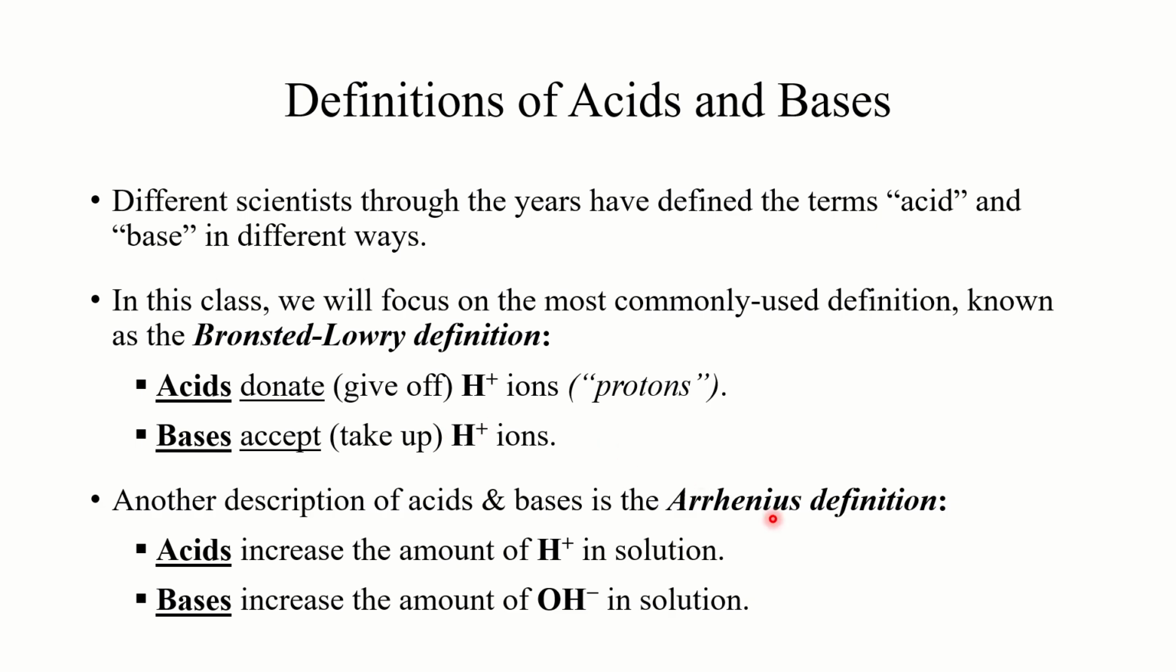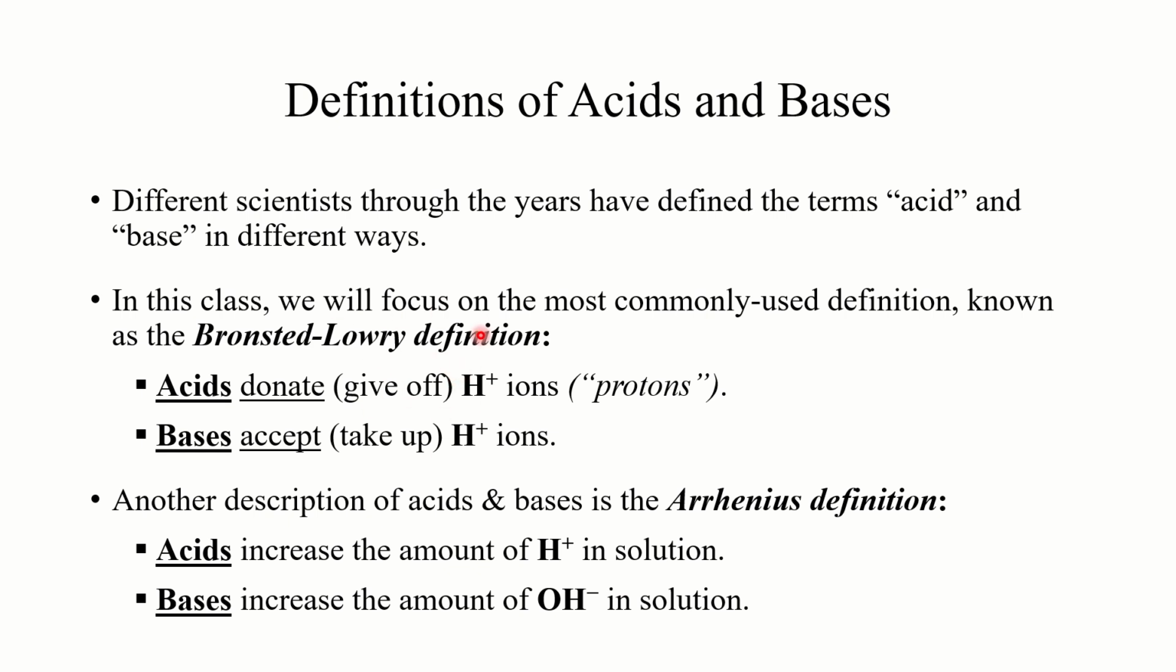The definition you may have learned about in Gen Chem 1 was the Arrhenius definition. The Arrhenius definition is the most specific definition, in which acids increase the amount of H+ in solution and bases increase the amount of OH- in solution. The Bronsted-Lowry definition is a little more general, and it's the most commonly used definition. It's the one we're going to use here.